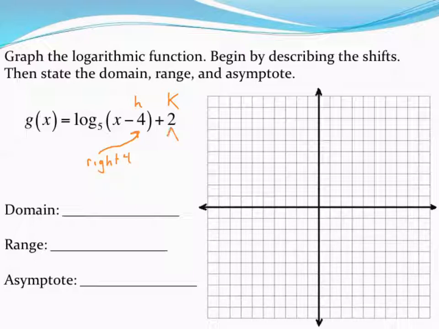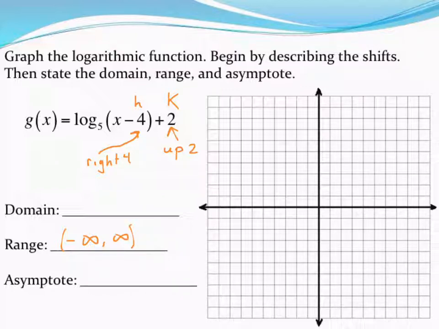The k value is the number being added or subtracted at the end, not in the parentheses. This is your vertical shift, and this does what it says, so this will shift my graph up too. Well, knowing that is all I need to determine my domain, range, and asymptote. The range of a logarithmic function is always negative infinity to positive infinity. It'll always go down and up forever.